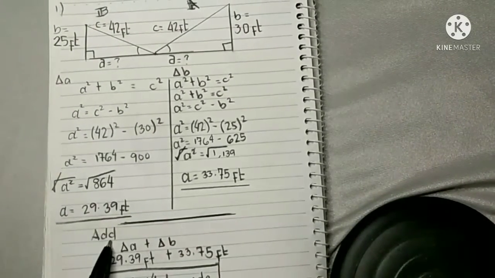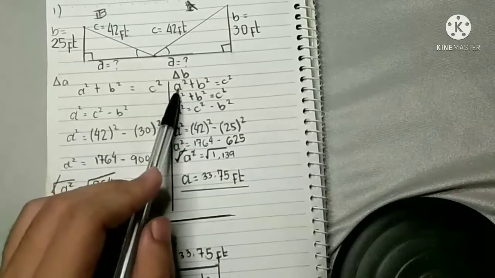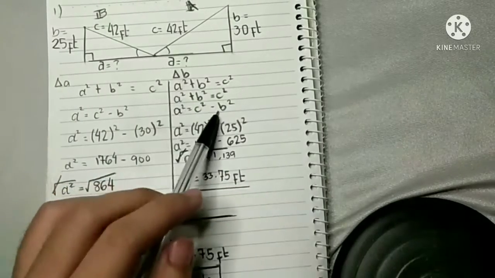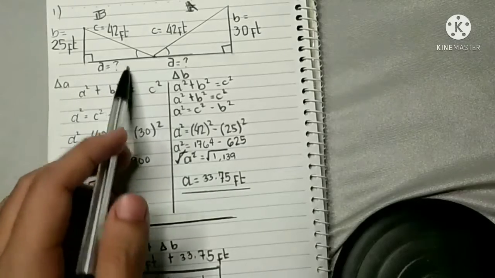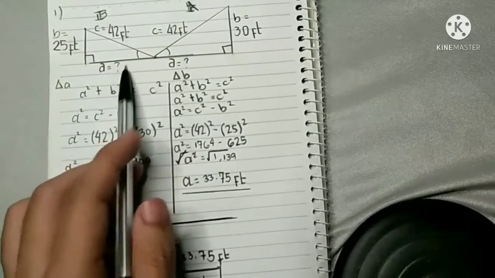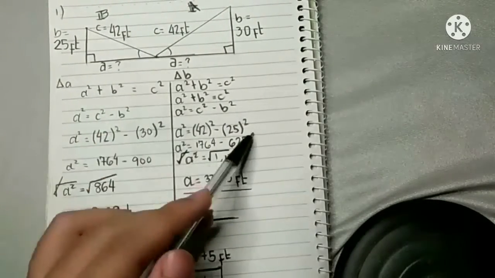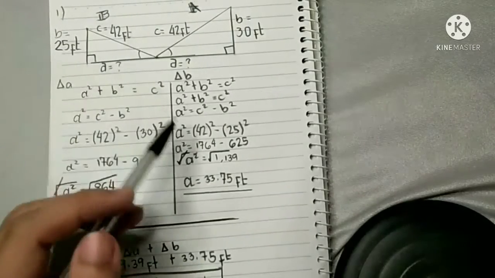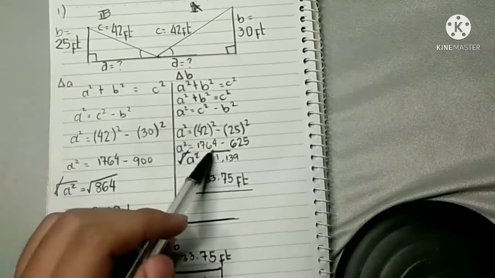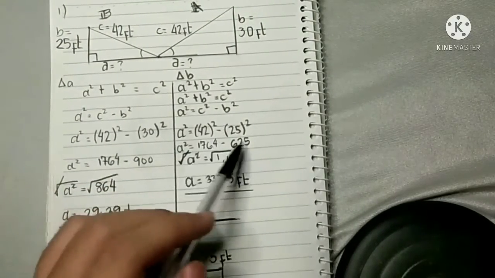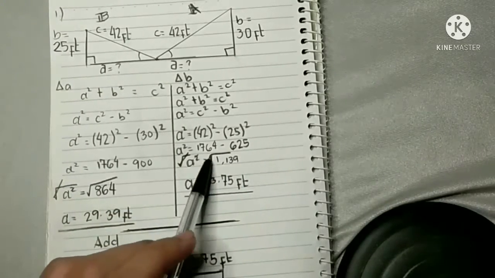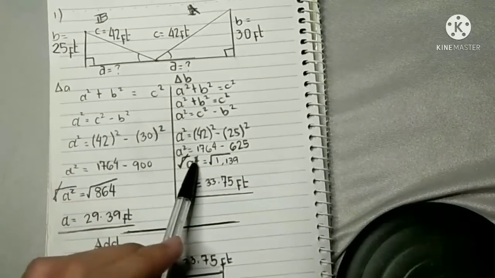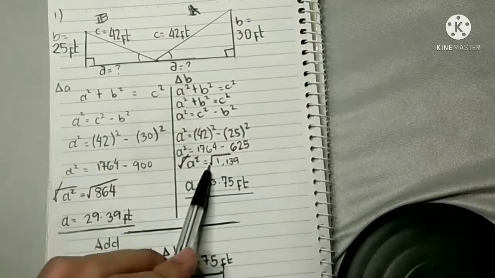After that, we solve for the other triangle. So we can use the same process. A squared plus b squared equals c squared. So a squared equals 42 squared minus b, which is 25, the height of our other building, squared. Then a squared equals 1764 minus 25 squared, which is 625. So a squared equals 1139. So let's put the square root on both sides to cancel out the exponents. So a equals 33.75.